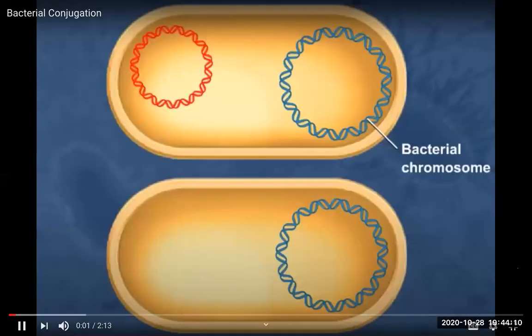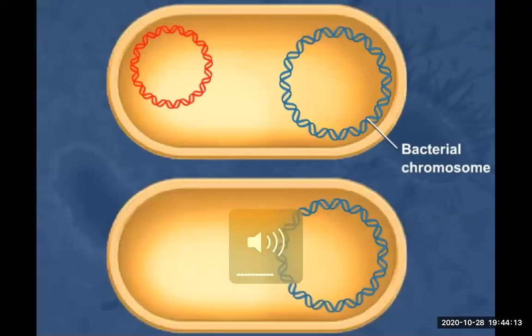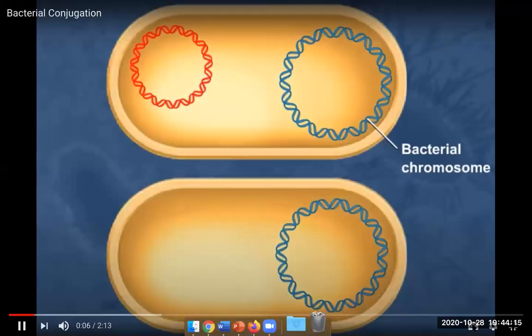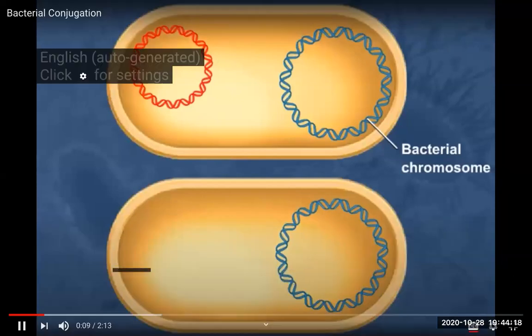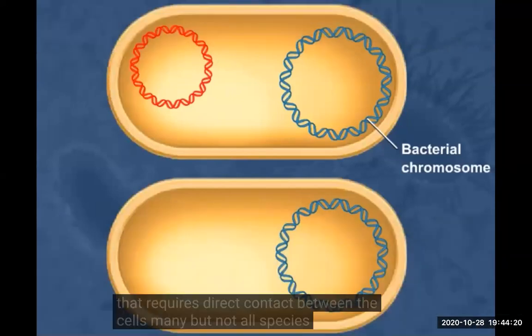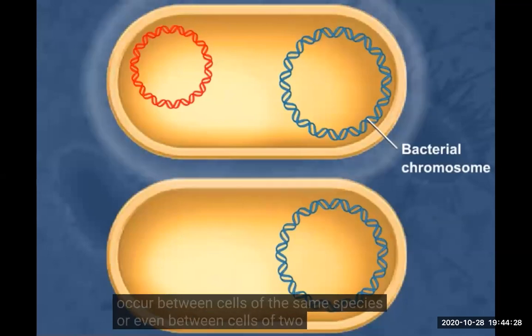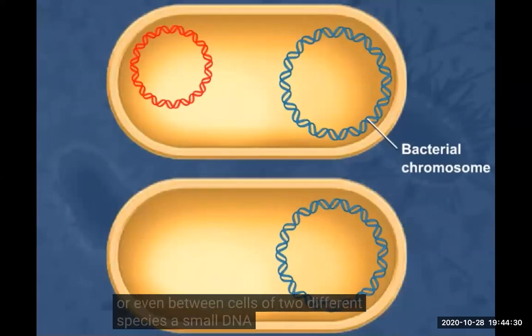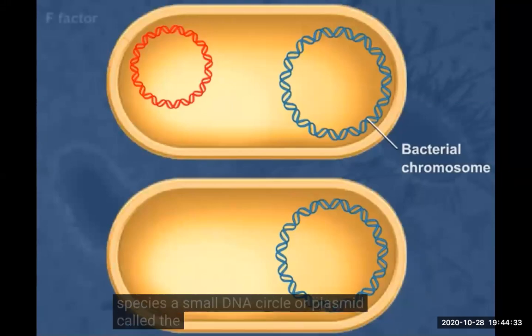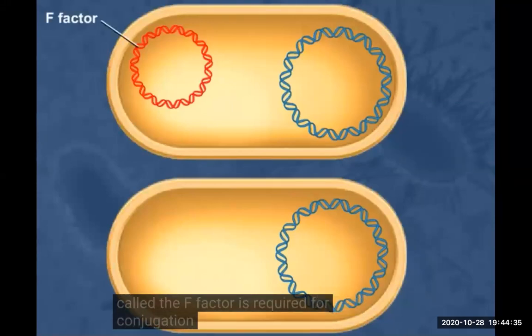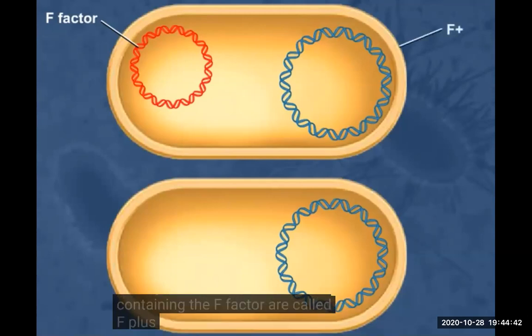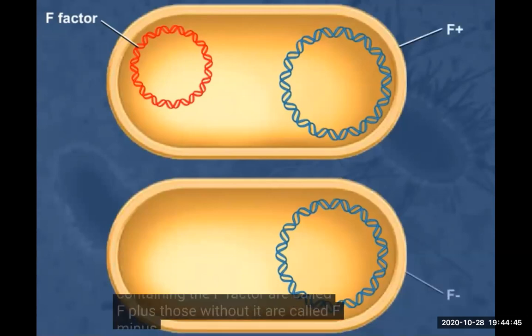Bacterial conjugation is a process of genetic transfer between bacterial cells that requires direct contact between the cells. Many, but not all, species of bacteria can conjugate. Conjugation can occur between cells of the same species or even between cells of 2 different species. A small DNA circle or plasmid called the F factor is required for conjugation. The F factor stands for fertility factor. Strains of bacteria containing the F factor are called F+. Those without it are called F-.